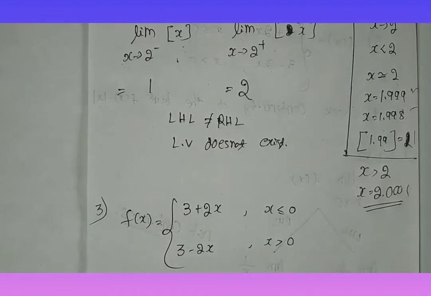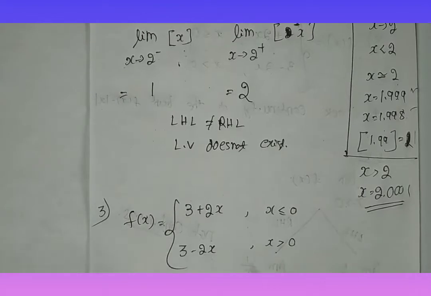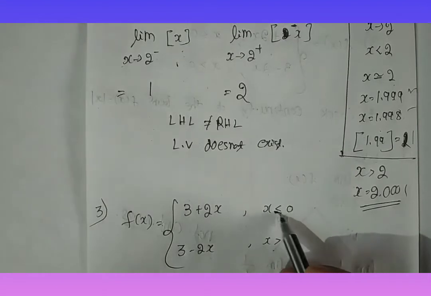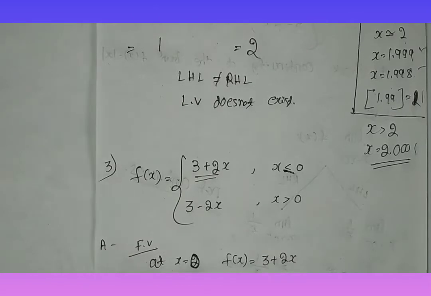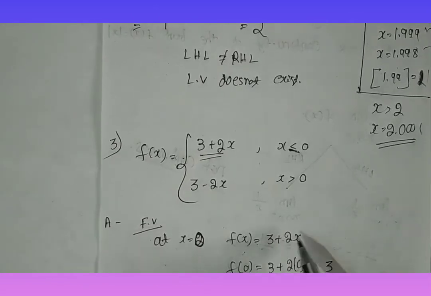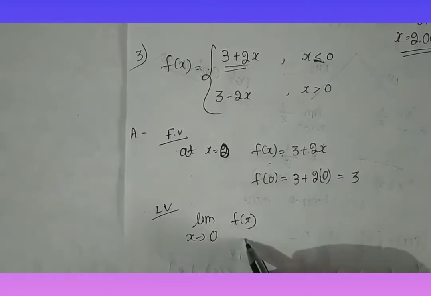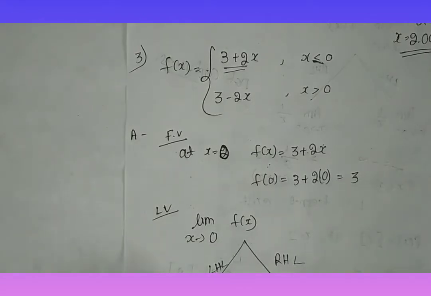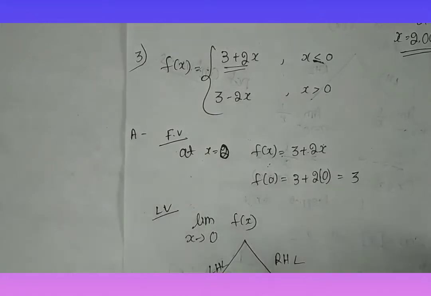Next question, question number 3. We have to check this function at x equal to 0. First, the functional value. When x is equal to 0, f of x equal to this much. Now put x equal to 0 here: 3 plus 2 times 0, the answer is 3. Then we will find the limiting value. Limit x tends to 0 of f of x. x tends to 0 means first we will check the left hand limit, then the right hand limit. The left hand limit means x tends to 0 minus. Here, limit x tends to 0 plus.